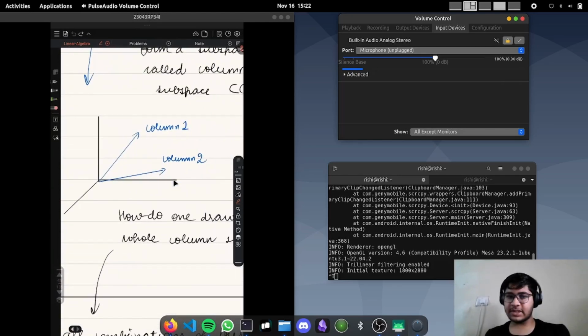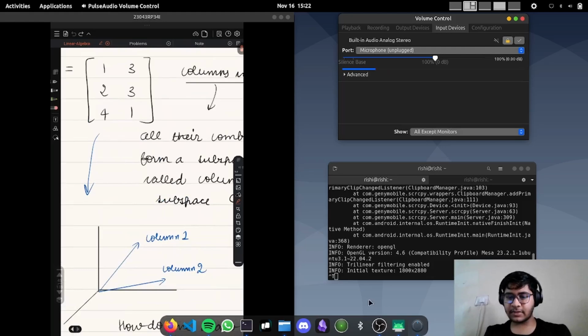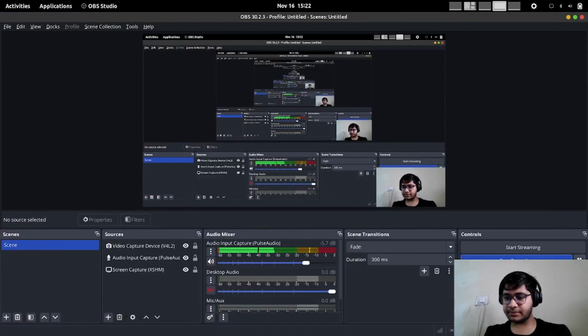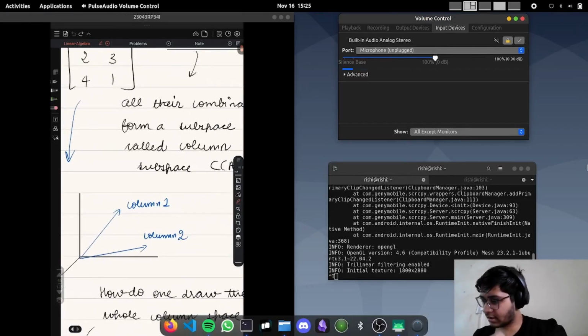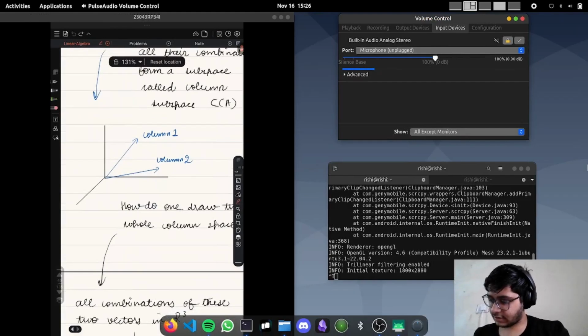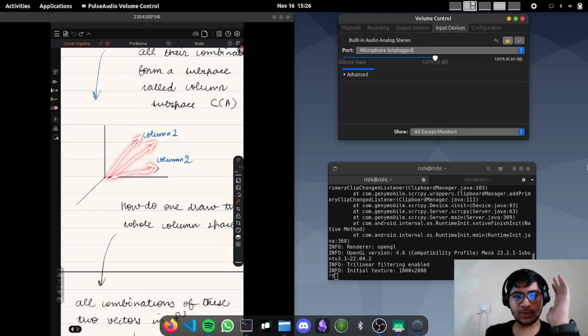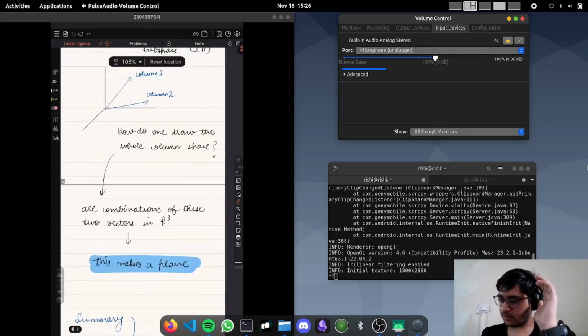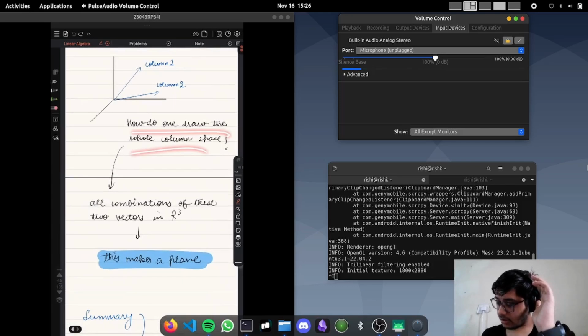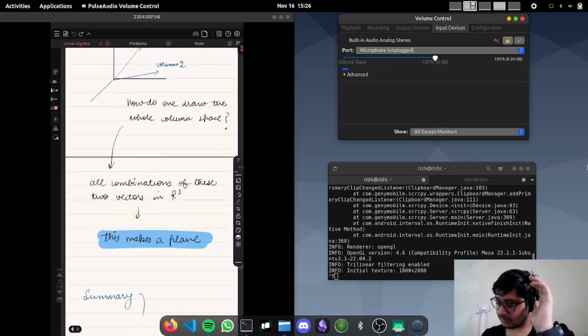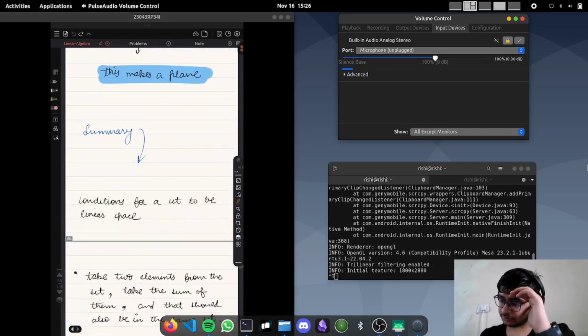Cool. Which is columns essentially. So this is column 1, column 2. Because this lies in R3, how do we draw the whole column space? All the combinations of these 2 vectors in R3 make a plane. See?